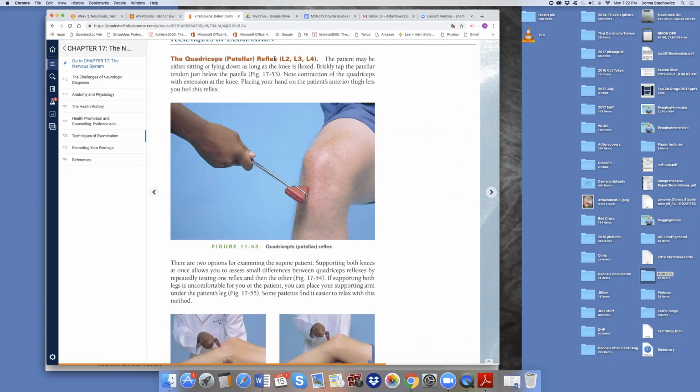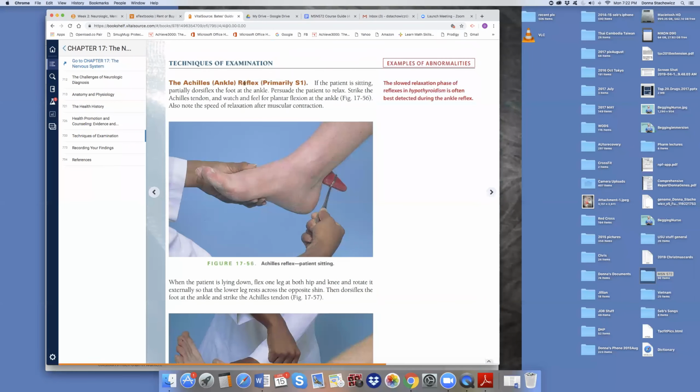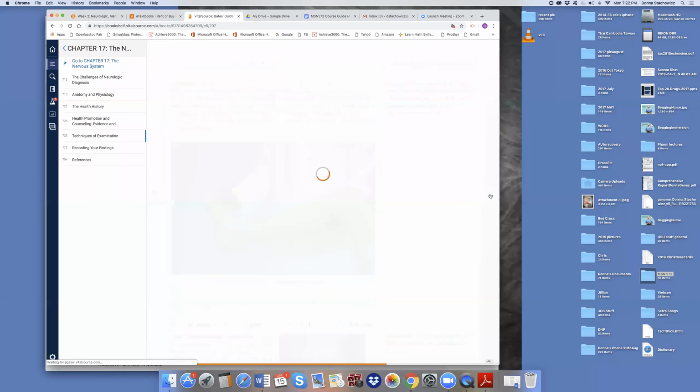So the quadriceps, aka the patellar reflex, is checking for intact L2, L3, and L4. The Achilles reflex is checking primarily for S1, sacral 1, okay?